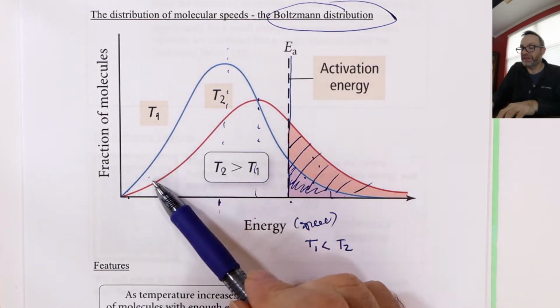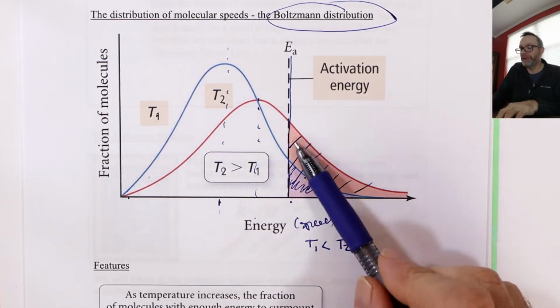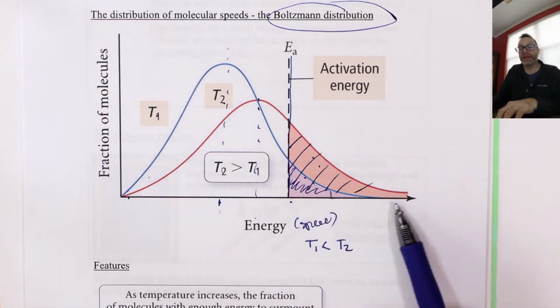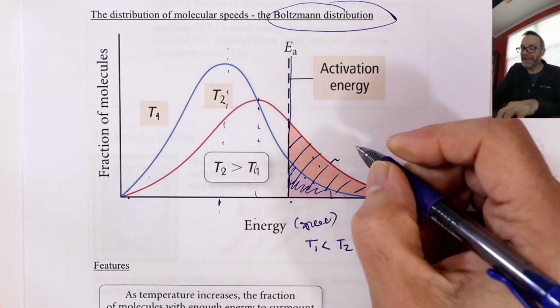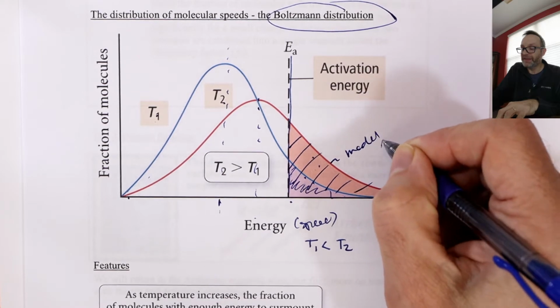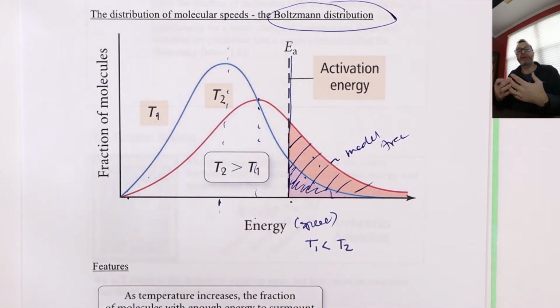Because the graph moves to the right for the hot one, there's a bigger area under the curve there. And all we've got to do is model the area, because we're interested in what fraction of molecules have EA or greater. And that involves a little bit of calculus. So the bottom line is what we got.